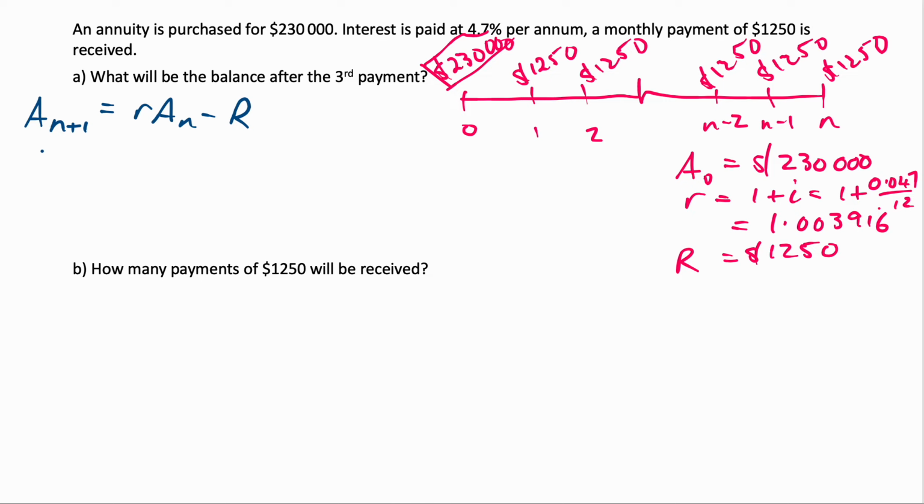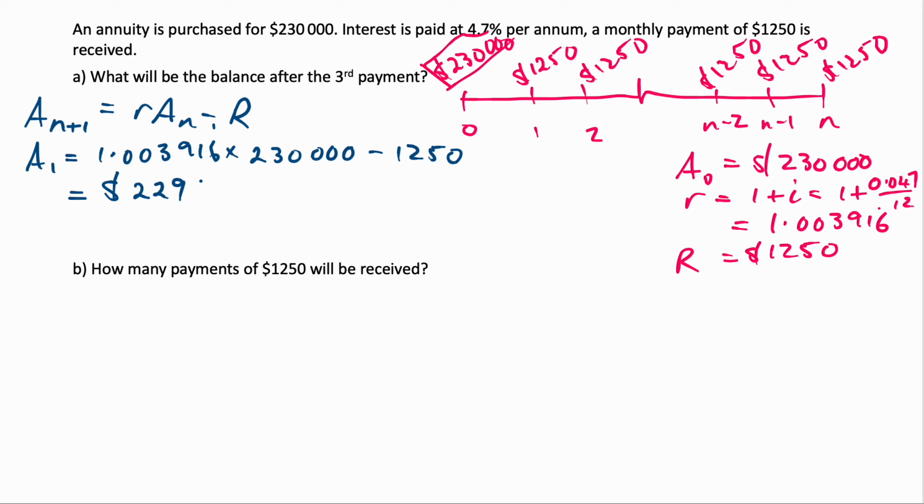Now when you put this in, we'd get the first one is just going to be 1.003916 recurring times our A0, which is 230,000, and then take off that regular payment, and that comes to $229,650.83.